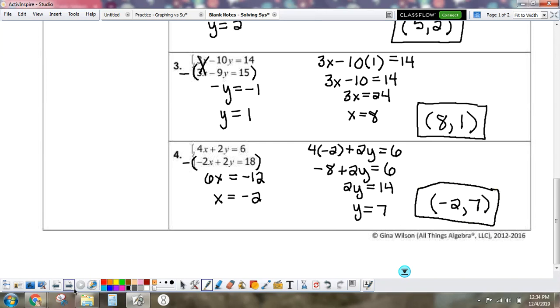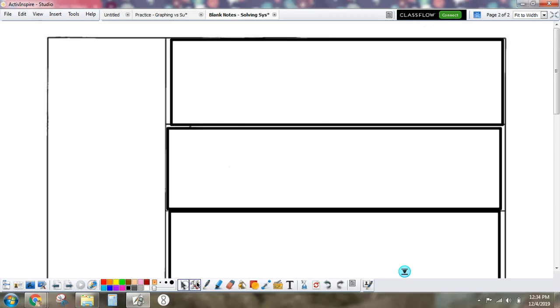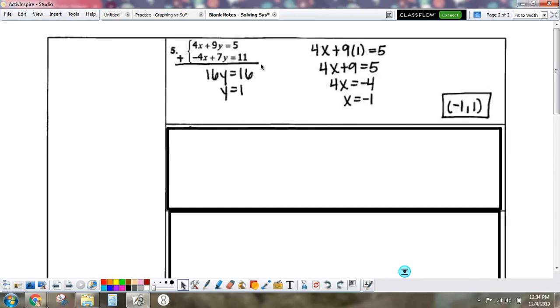So what we're going to do is you're going to try the next one. So go ahead and try number 5 on the back. All right, if you've tried number 5, you should have this as your work. Now you'll notice here, since we have our common coefficient of 4 and a negative 4, that this time I'm going to add, because this is already going to cancel itself out. So I don't need to subtract this time.